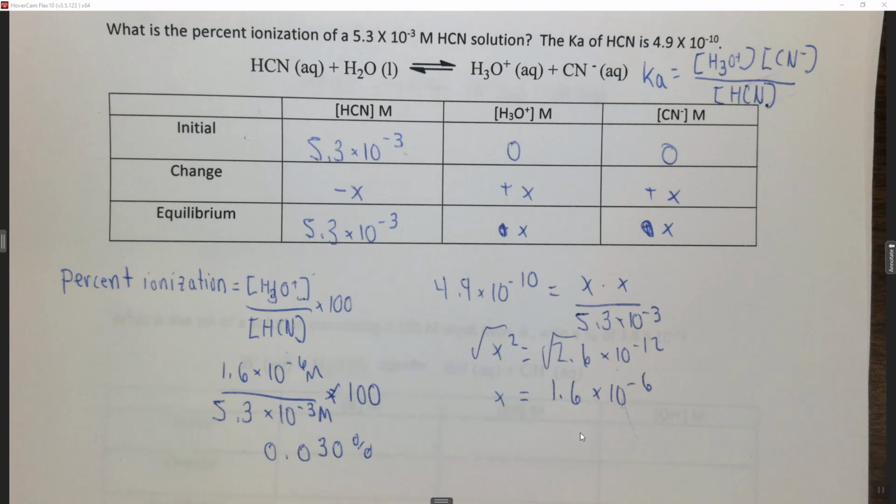So this is how you find the percent ionization, as opposed to finding the pH, which is very similar to two problems ago.